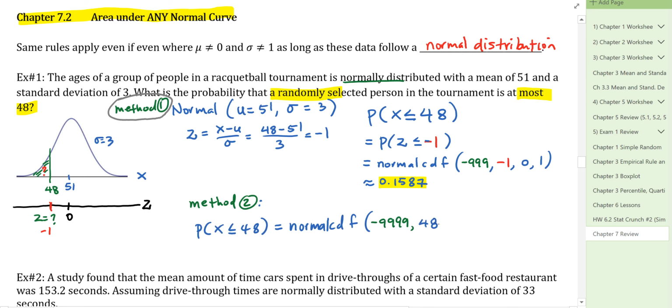Now be very careful here. My mean and standard deviation are not 0, 1 anymore. My mean is 51. And my standard deviation here is 3. Right? Note that I am using this one over here. I'm not using mean 0, 1. And enter that in your calculator, you should get the same answer, which is 0.1587. Let me show you both on a calculator so you can see them side by side.